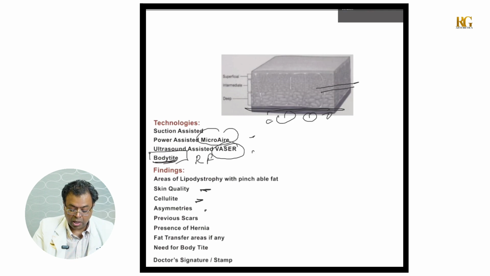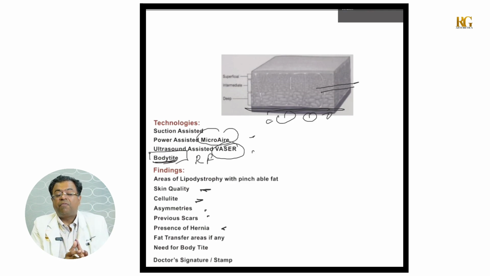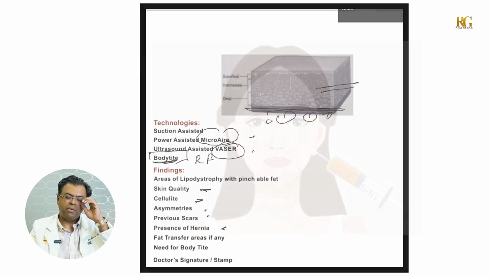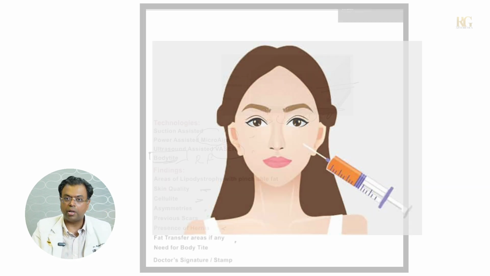If they have any previous scars from any surgeries, if we are talking about the abdomen, if the patient has any hernia, this needs to be taken care of, because if there is a hernia, we can't do liposuction around that. We should avoid doing that. In fact, we also have to plan to repair that hernia at the same time. And whatever fat we are removing, do we need to reuse that fat to enhance other facial or body parts? So fat can be used as a fat transfer method to enhance that. So all these points are noted.